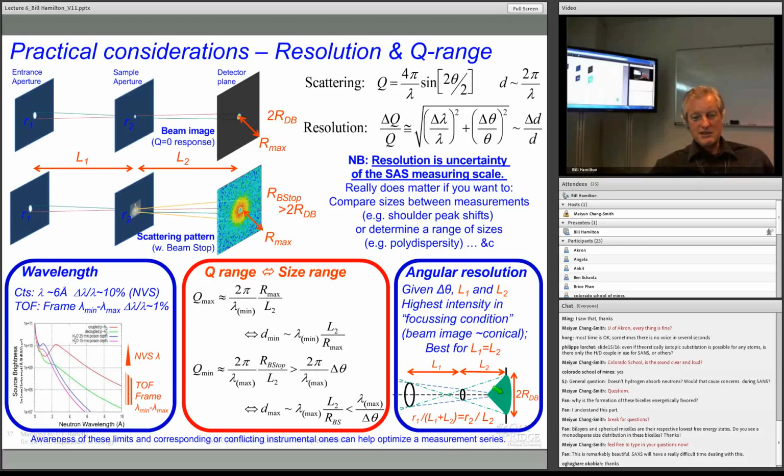The best intensity happens when the two pinhole lengths are the same, L1 equals L2. That's the reason we have those guides, to transport the entrance aperture closer to the sample as we move the detector in to measure over different Q ranges.